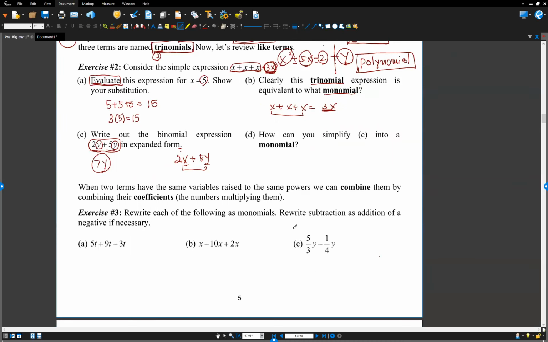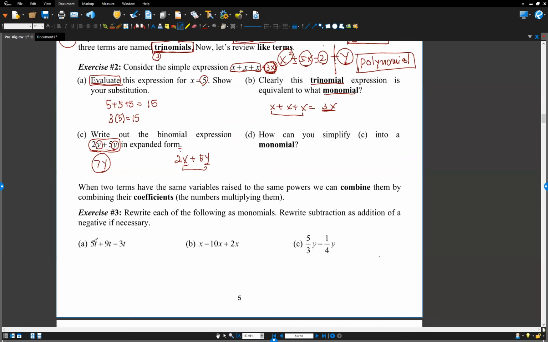Now we're going to work together. Exercise 3. 5t plus 9t minus 3t, same variable, so we can use the same idea as fruit. 5t is what? I'm going to use apple still. We have 5 apples, another 9 apples, but we subtract 3 apples. How many apples remain as a result?